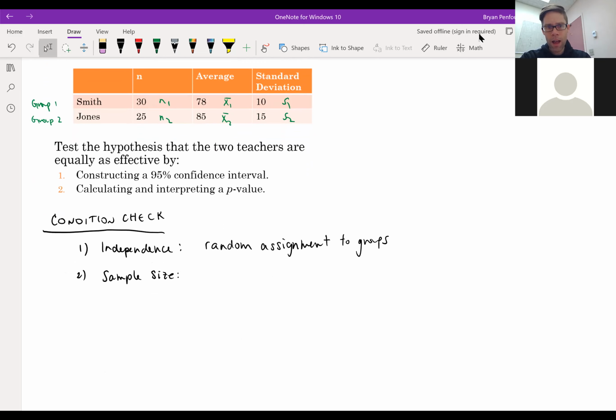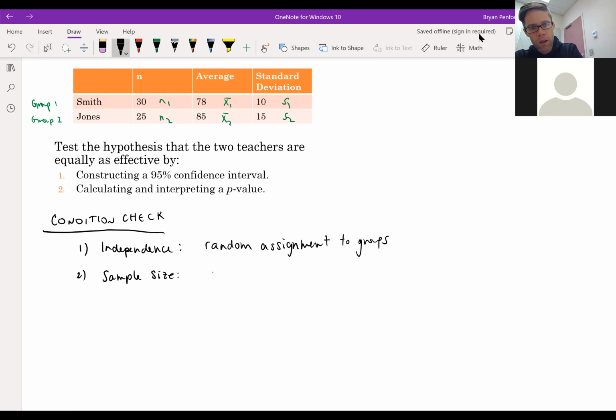Sample size, well, one of the groups is 30, one of the groups is 25. So, provided the scores are roughly symmetric, I'm not going to put up too much of a fuss, but that one group is a little bit smaller than I'd like to see. So I might want to do a histogram just to check to make sure that scores are roughly symmetric. But let's assume that the scores are roughly symmetric so that we can use the student t-distribution.